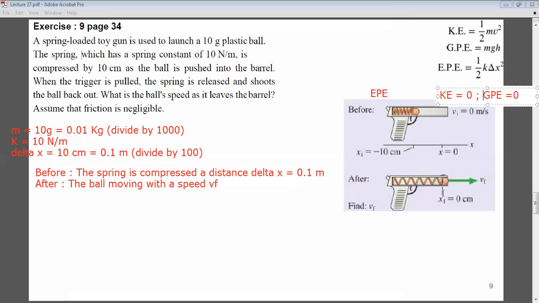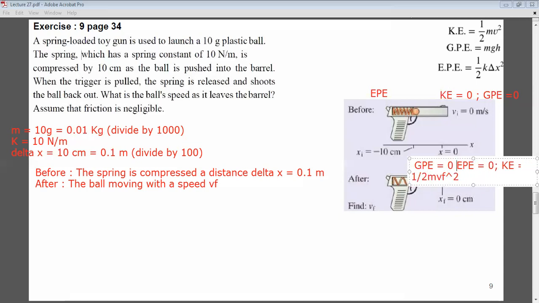After, X is 0, so there is no more delta X, so there is no EPE. After, EPE is 0, but it's moving with a velocity v final, so there is kinetic energy, half mv final squared. Again, there is no altitude, so GPE is also 0. So this is my analysis.